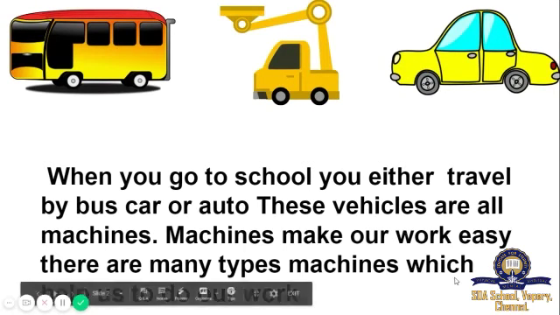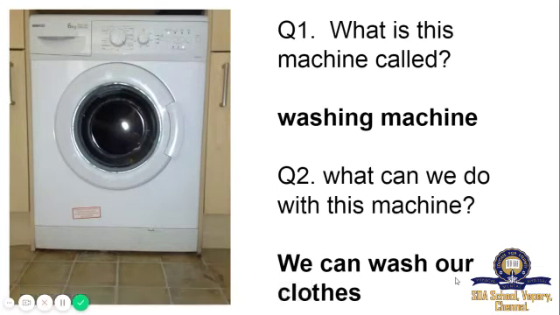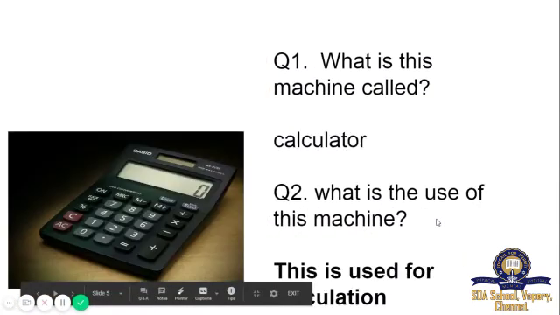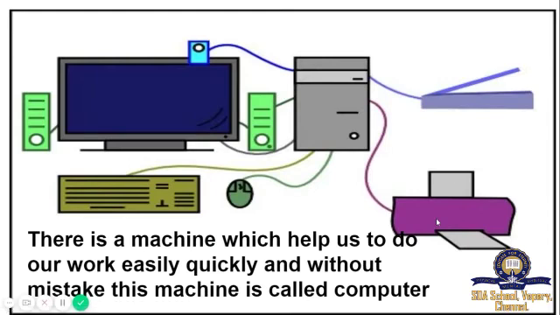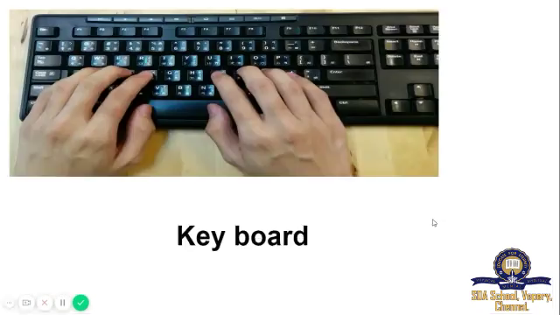and to travel luxuriously, a car is required. The same way, in the three-step process I explained while explaining input, process, output, I explained some machines. The same way, washing machine is one example, TV another example, calculator another example. In this way, computer is also a machine, which helps us do our work easily and quickly, without mistake.